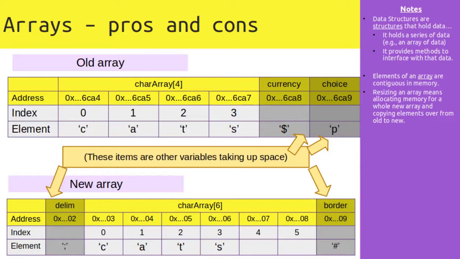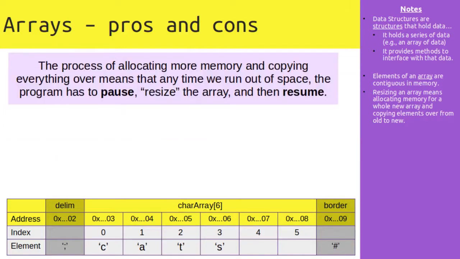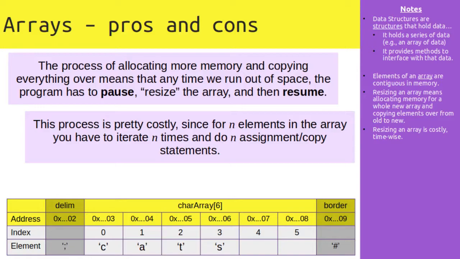And just as a note, these other things here are just other variables meant to represent that space in memory is taken up before, after, wherever. The process of allocating more memory and copying everything over means that anytime we run out of space, the program has to pause, resize the array, and then resume. This process is pretty costly since for n elements in the array, you have to iterate n times and do n assignment or copy statements.